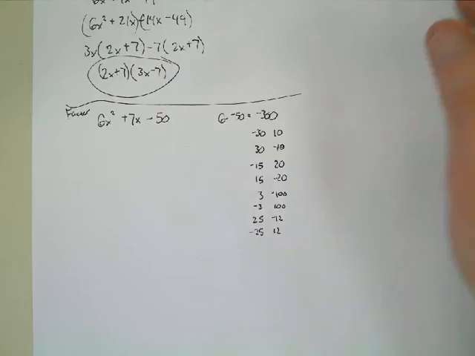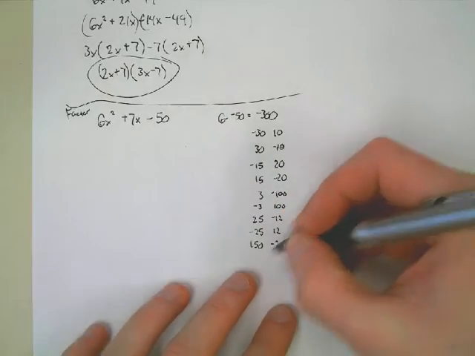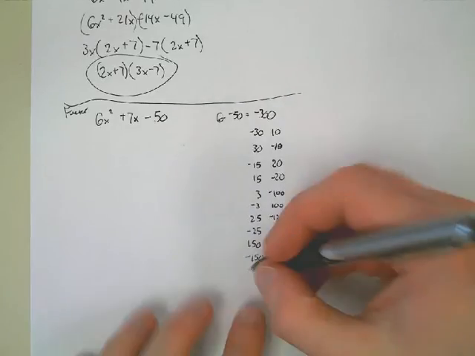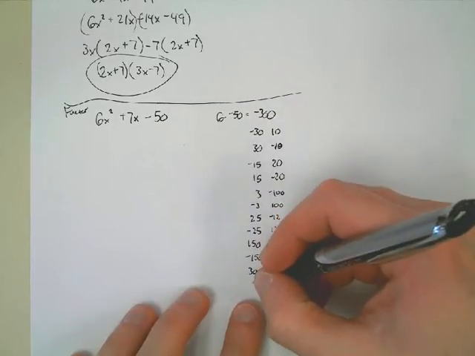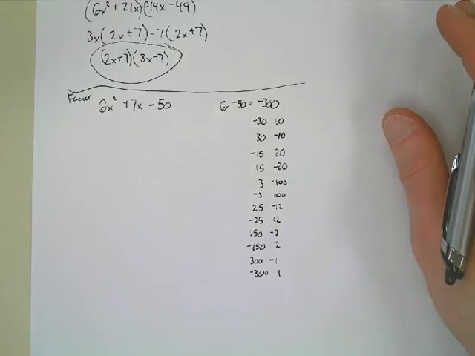Well, let's see here. Yeah, there's 150 and 2. Okay, that's good. Yep, I'm missing that one. But again, those are really far apart, so we know they're not going to work. And of course, there's the 300 and the negative 1 and the negative 300 and the positive 1. And again, those are way too far apart.